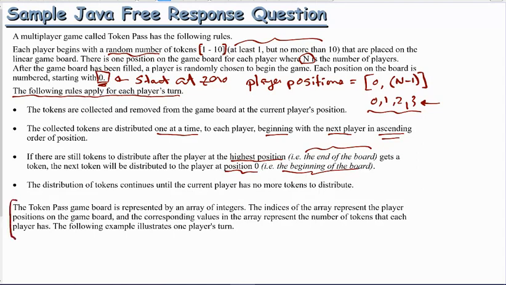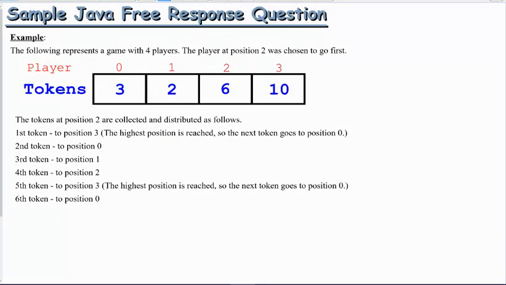And now we're at the last section reading. The token pass game board is represented by an array of integers. The indices of the array represent the player position of the board, and the corresponding values in the array represent the number of tokens that each player has. And we're going to look at an example that illustrates this for us. The following represents a game with 4 players, and the player at position 2 was chosen to go first.